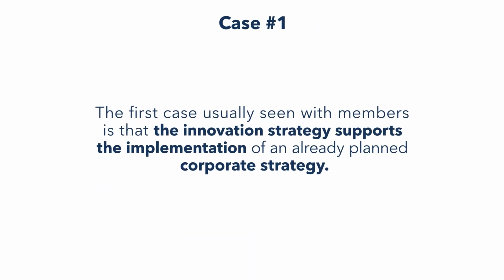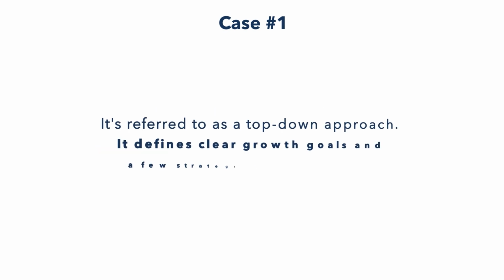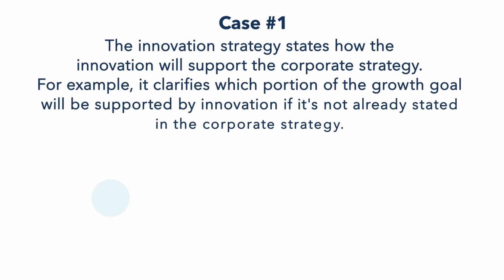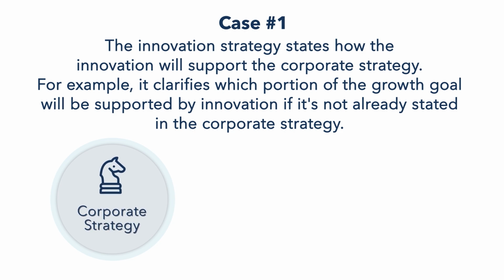The first case usually seen with members is that the innovation strategy supports the implementation of an already planned corporate strategy. It's referred to as a top-down approach. It defines clear growth goals and a few strategic pillars or axes for the organization. The innovation strategy states how the innovation will support the corporate strategy.